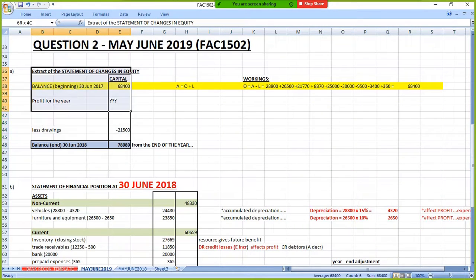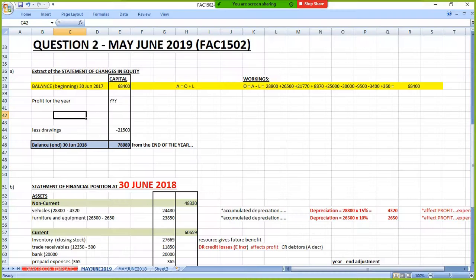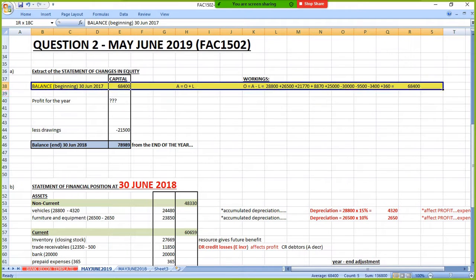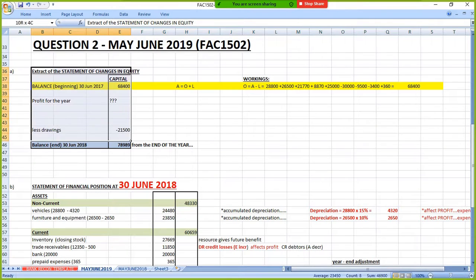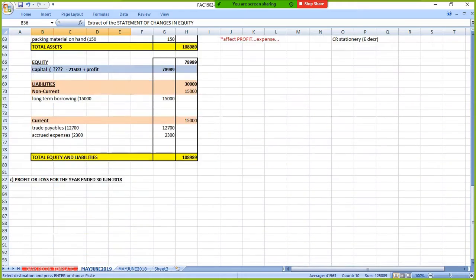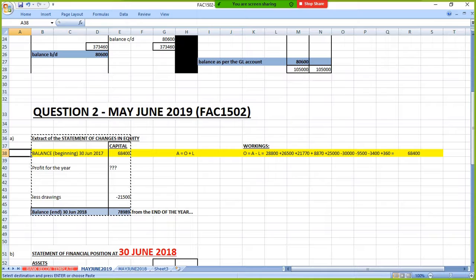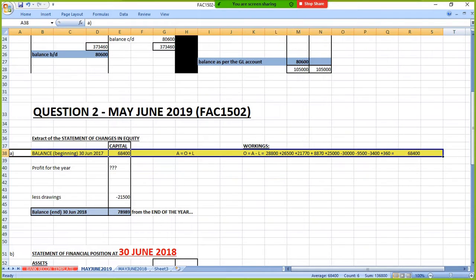They want the extract from the statement of changes in equity. I think we even answered the question already. What did the question say? Calculate the capital amount of BB Traders as at 30 June 2017. So you could have stopped there. There's the answer. You didn't have to show it like this. I've used disclosure to show it. This disclosure is actually going to help me work out the last question. Question A only wanted you to show this. This is the answer to question A.